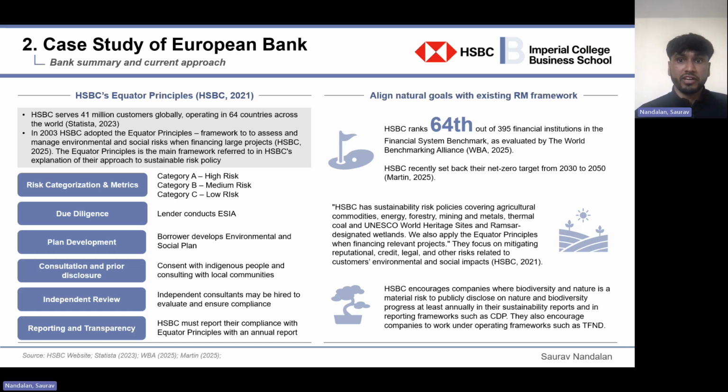HSBC must then conduct environmental and social impact assessments to evaluate potential impacts of the project, which is then followed by the borrower developing a plan to mitigate the issues identified. There also has to be consultation with the communities affected by the project, and independent consultants may be hired to ensure compliance with the principles. Finally, HSBC must report their compliance with the Equator Principles annually, outlining the projects they have used the principles for.